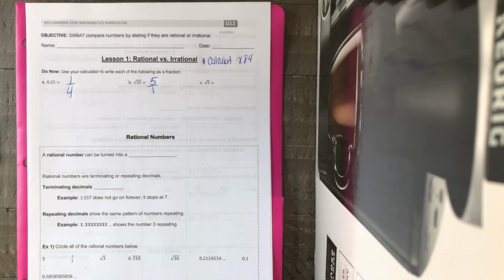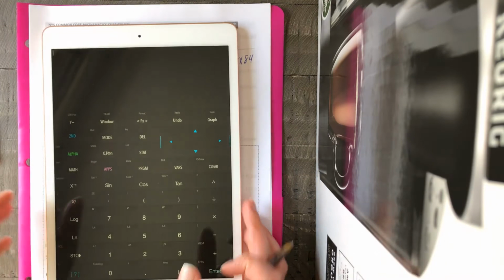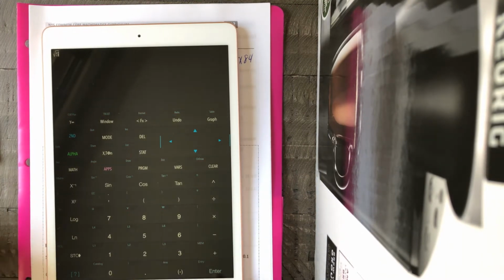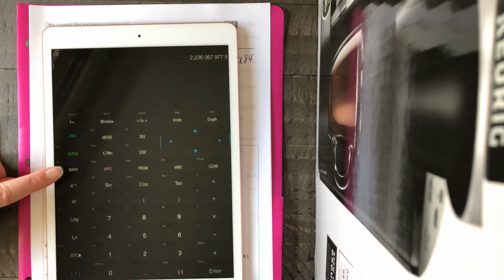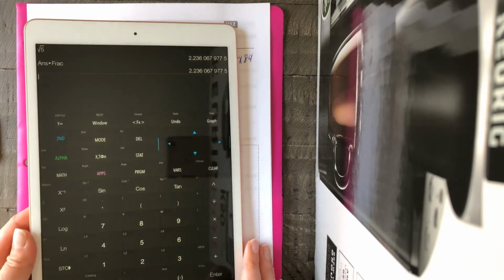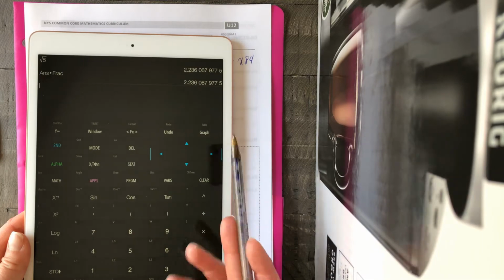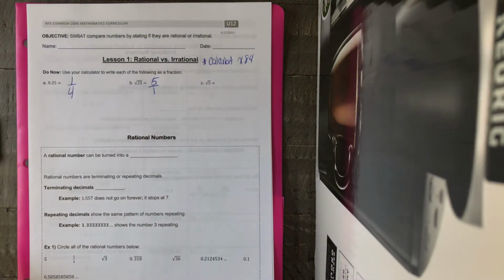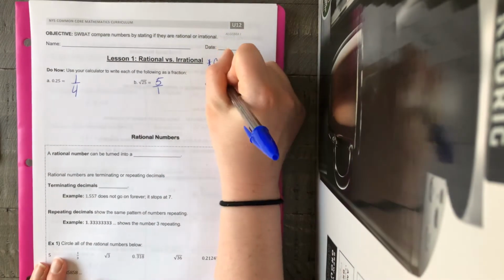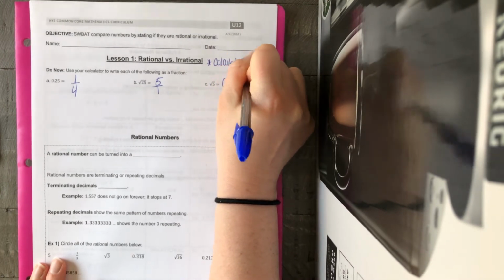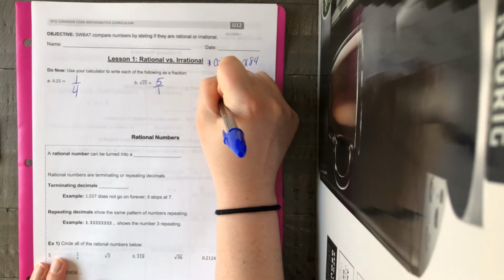And then part C is the square root of 5. Same thing, square root of 5, enter. I can see that I have this big decimal, but that's okay because I can press math, fraction, and it'll turn it for me. Let's see if it works. You can see that it's just this big decimal here and it didn't change into a fraction. So I'm just going to write, cannot be written as a fraction.